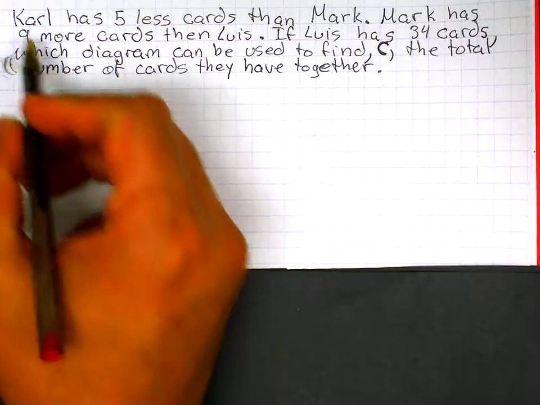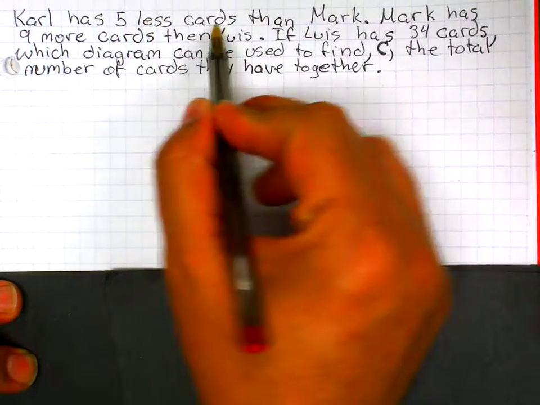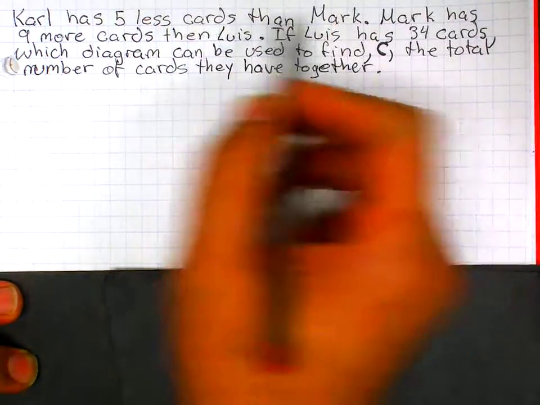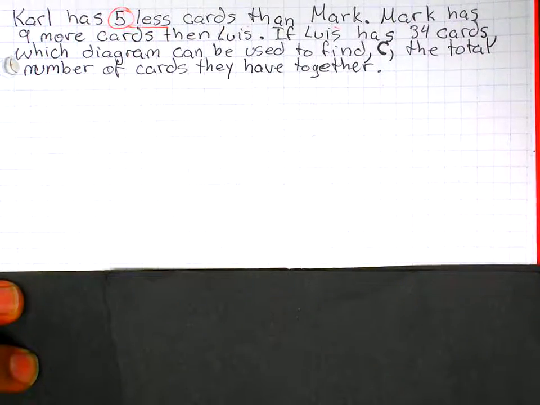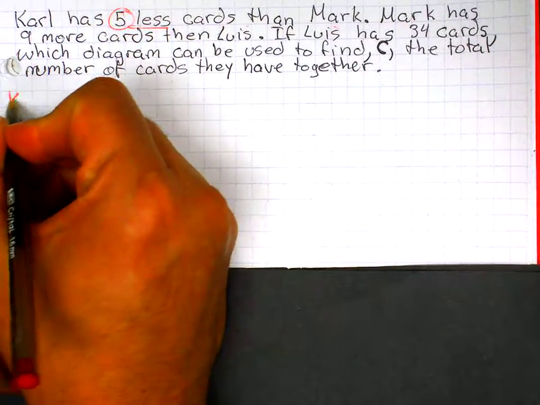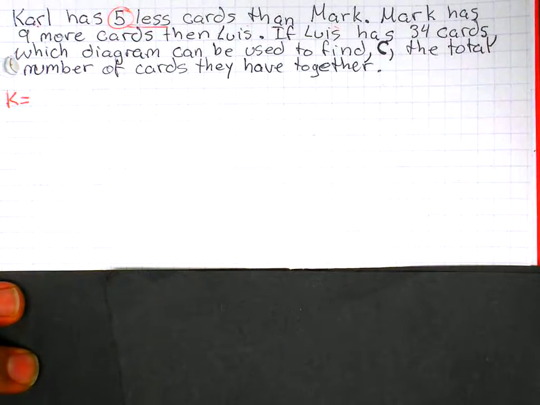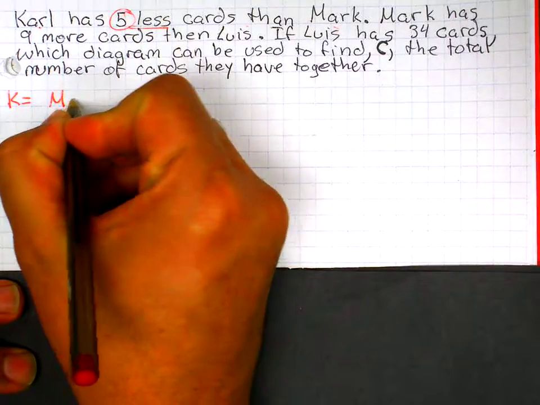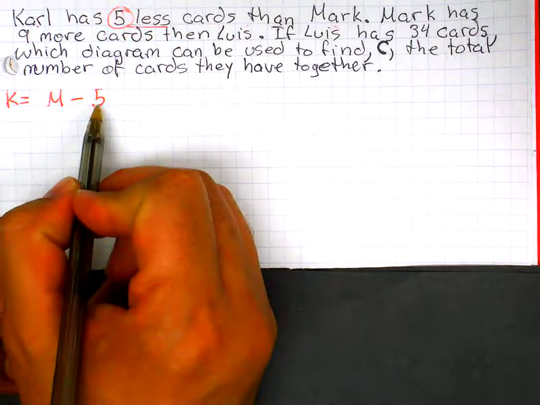Okay, so the next problem says Carl has 5 less cards than Mark. So how do I find Carl? Subtract what? Mark minus 5. To find Carl, I need to take 5 away from Mark.